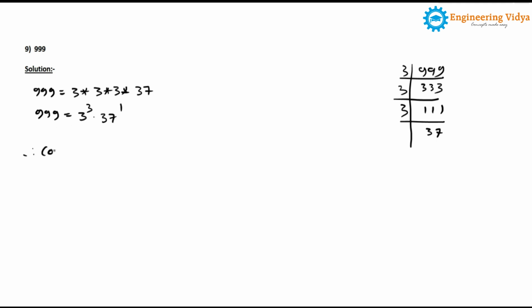So therefore the count of divisors of 999 is nothing but equal to, here the power is 3, right? So we'll write 3 plus 1, and here the power is 1, so 1 plus 1. So 3 plus 1 is 4, 4 2s are 8, right? So total 8 different numbers will be there that can divide the number 999. And what are those numbers that we need to find? So we'll write the divisors of 999 that we have to find.